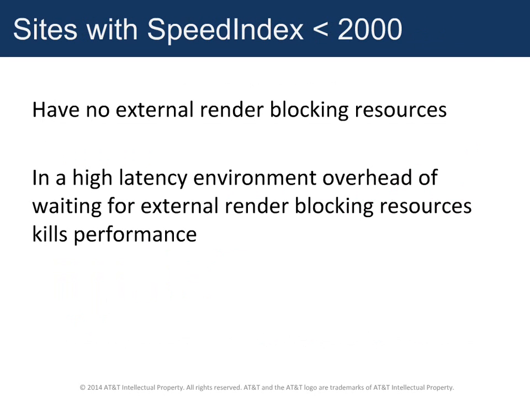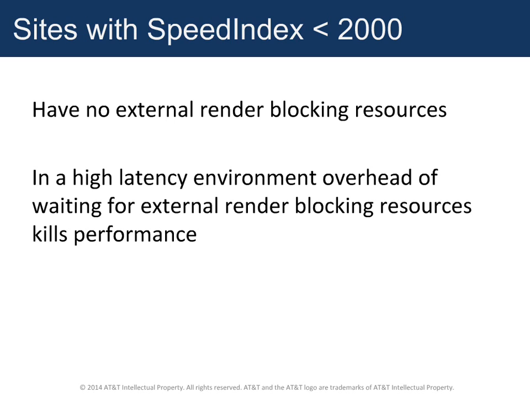Another thing to look at is all the sites that have a speed index of under 2,000, and what we found is that all of these sites have no external render blocking resources, so there's no external CSS or JavaScript. In a high latency environment like mobile, the overhead of waiting for those external blocking resources does kill the performance.